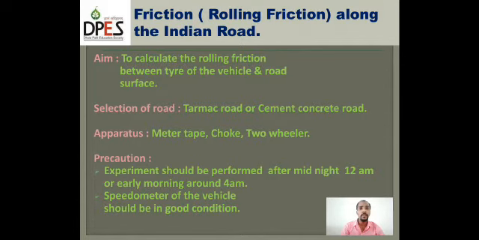The aim of this experiment is to calculate the rolling friction between the tire of the vehicle and the road surface. Here we select two kinds of road: either a tarmac road or a cement concrete road. The apparatus used for this experiment is a meter tape, chalk, and a two-wheeler. Some precautions you have to take for this experiment. Remember one thing, this experiment should be performed after midnight 12 a.m. or early in the morning around 4 a.m., when there is no crowd on the road surface. Again, the speedometer of the vehicle should be in good condition.